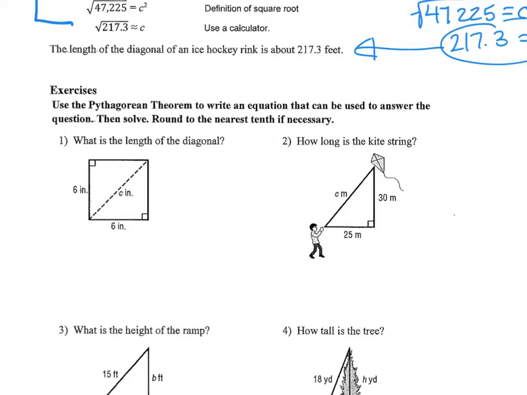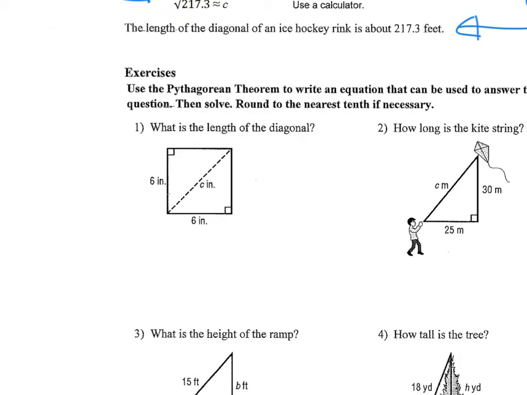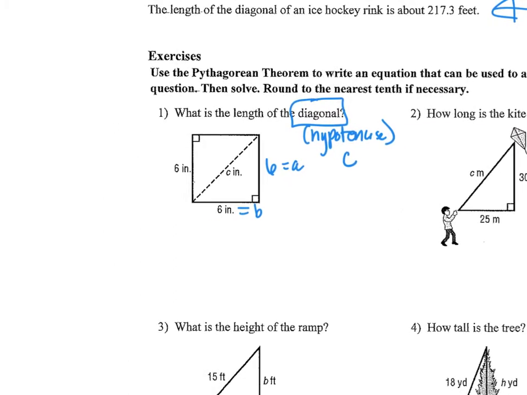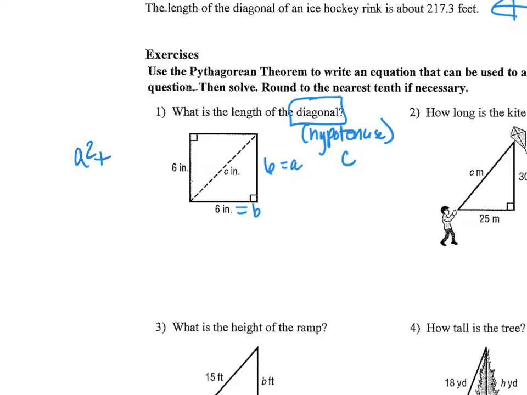Exercises. Use the Pythagorean theorem to write an equation that can be used to answer the question, then solve. What is the length of the diagonal? What is the diagonal? That's the hypotenuse, or C, usually, okay? So we've got C, 6 is A, 6 is B, and we don't know C. So let's use that original formula. A squared plus B squared equals C squared. So 6 squared plus 6 squared equals something squared. So 6 squared plus 6 squared, 72.